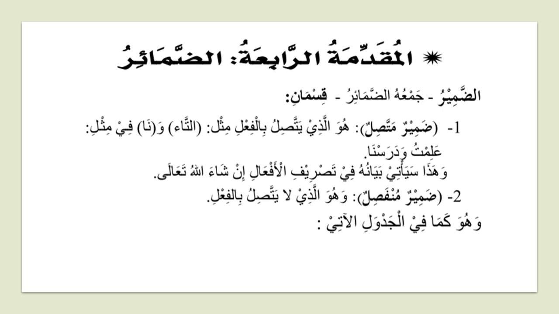So we have pronouns that are split into two. The first one being ضمير متصل. This is a connected pronoun. And the definition is هو الذي يتصل بالفعل. It is that which connects to the verb. مثل التاء والنا. And we've already taken this. And he's going to give us examples here.